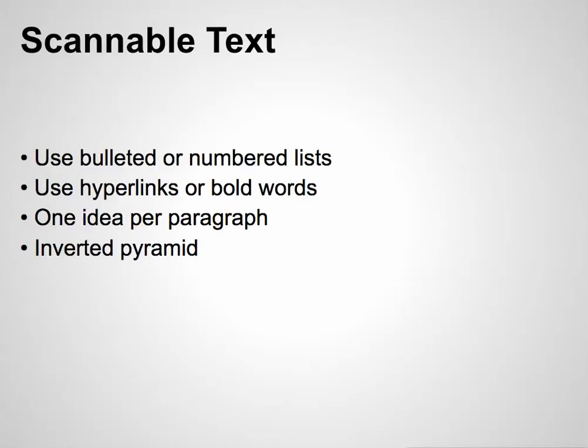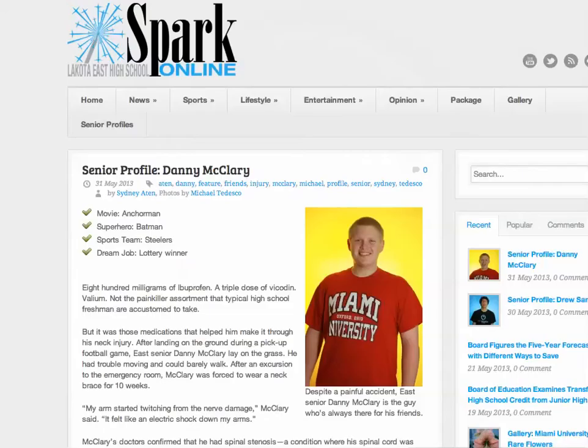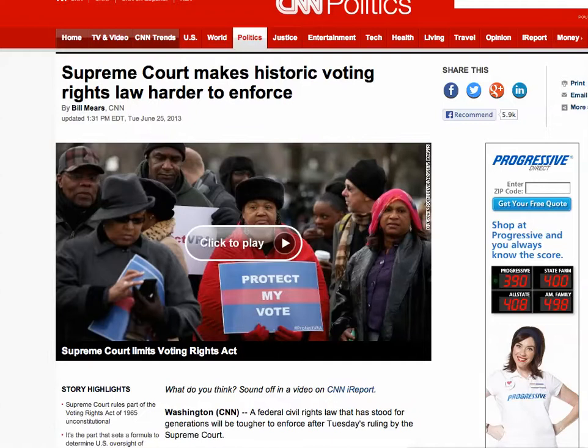So let's talk about scannable text. You want to use bulleted or numbered lists whenever possible. If you have lists, don't type them out in paragraph form. Just create actual bulleted lists. Use hyperlinks or bold words to draw attention to important pieces of information in your article. You want to have one idea per paragraph, so you have short paragraphs, and you want to use the inverted pyramid, which your students should be using anyway.